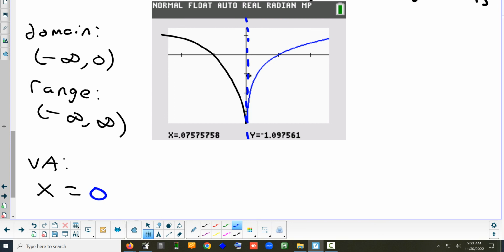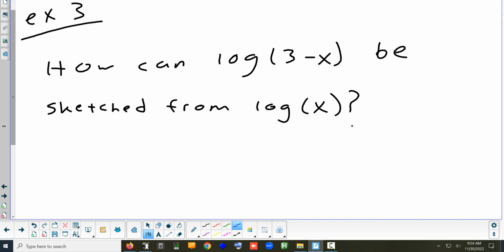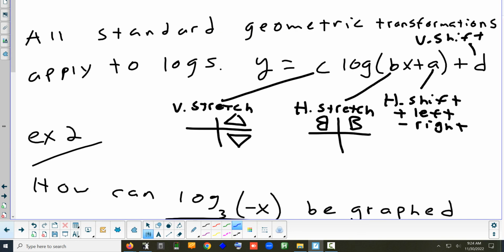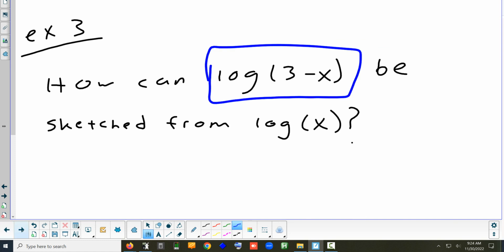Any questions on them? Let's try this one. How can we get log of 3 minus x from the original? Well, look at what I wrote here and compare that to this format here. It's not set up the same way. So the first thing we should do is fix that so it looks more like that, and then the A and the B will line up in the right spots. How can I rewrite log of 3 minus x so it looks more like what we're used to seeing? Yep. Log of negative x plus 3. Now the A and the B are in the right spot.